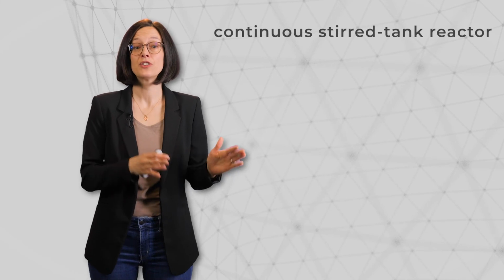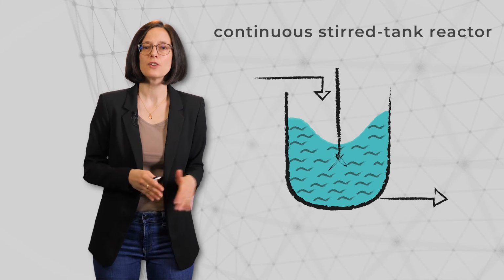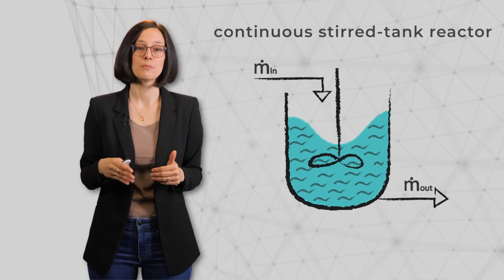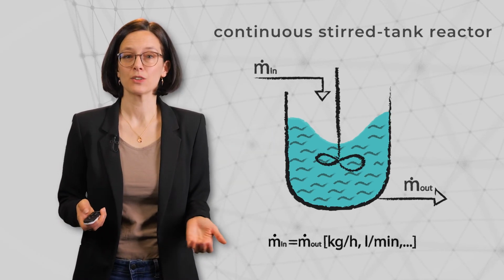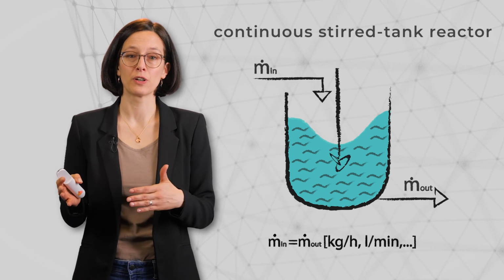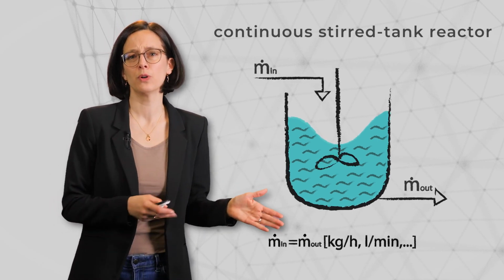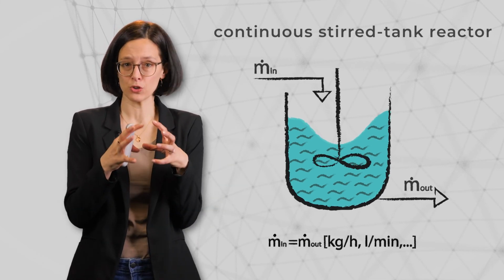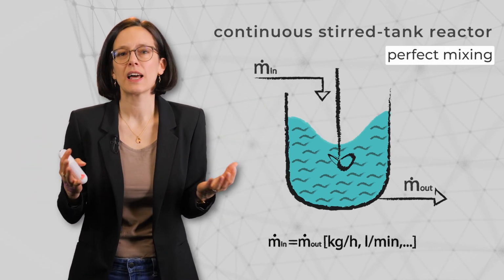The next ideal flow reactor is the continuous stirred tank reactor. Much like the plug flow reactor, there is a continuous flow of material going in and going out, and the mass flow going in and going out is the same. The ideal stirred tank consists of a tank and a stirrer, so a rather easy setup. In contrast to the plug flow, we have the opposite assumption. Rather than the materials staying together, we now assume perfect mixing. You can imagine it like that.